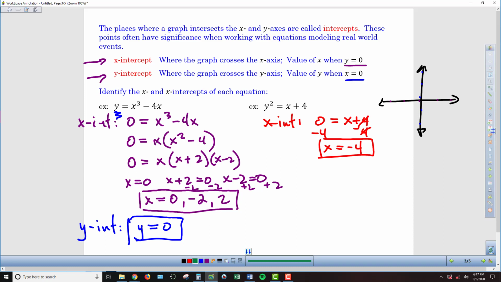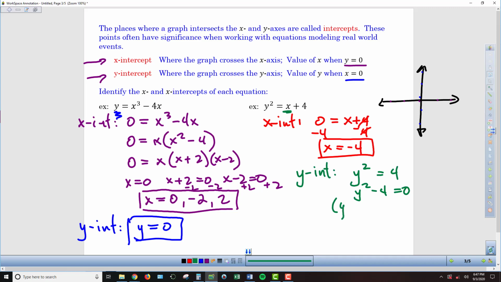For the y-intercepts, we're going to plug in 0 in place of x. Again, that's not going to be too bad here. We're going to have y squared equals 4. Now to solve, there's one of 2 ways that we can approach it. One would be to factor, so we could set this equation equal to 0 by subtracting 4 from both sides.